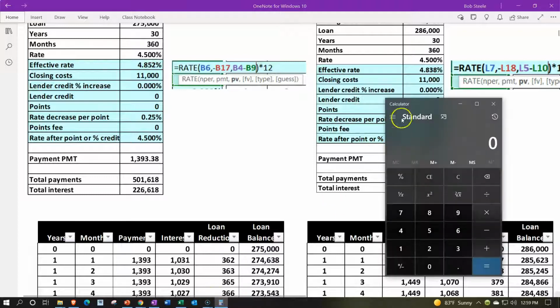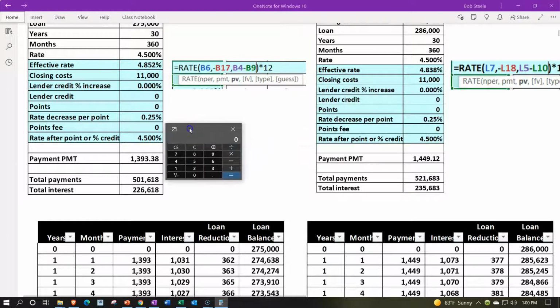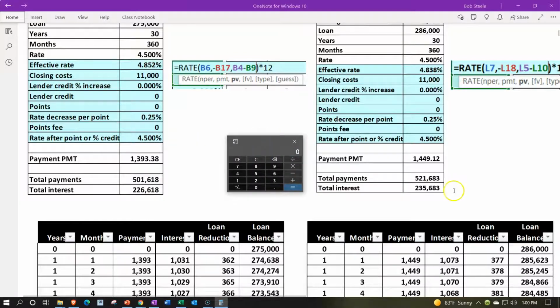So we can do a quick glance look at what the difference would be over the life of the loan. We could say, all right, if I was simply to calculate the payments, which are before 1393.38 times 360, we get total payments of 501,618. If we subtract out the loan amount, 275,000, we have interest of 226,618 over the 30 years. Over here, we've got the 1449.12 times 360. That would be 521,683. So we could see that comparison. Obviously, we would be paying more if we had the higher loan balance in scenario 2.